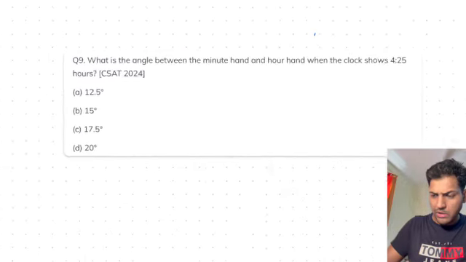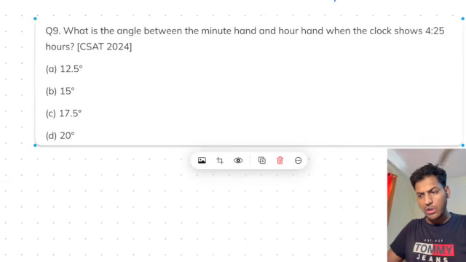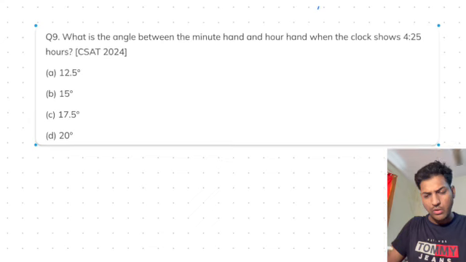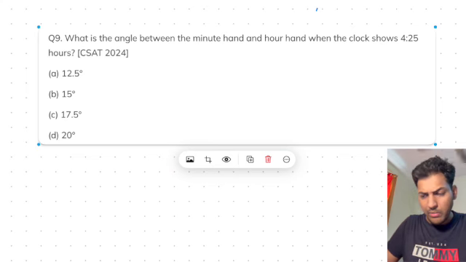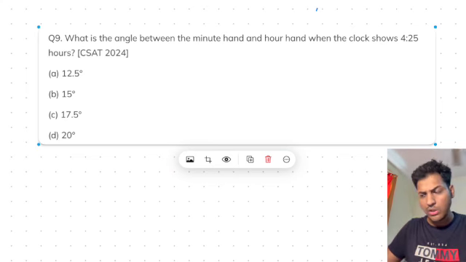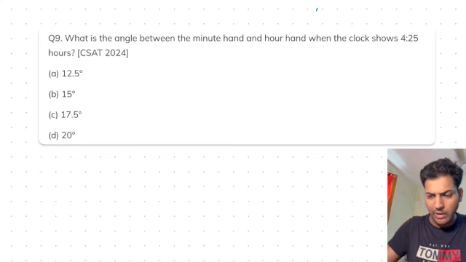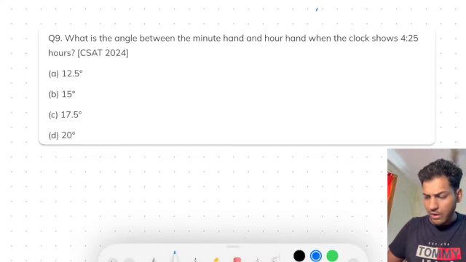If the question is visible on your screen, this is a question which was asked in CSAT 2024. Now how to go about this question? See, what is the question asking? What is the angle between minute hand and hour hand at 4:25 hours? Can you see, this is a very direct question from what I have taught to you in the class. Finding angle between the minute hand and hour hand at various points of given time. You are given a particular time and you have to find angle between these. Okay, now this is very easy.